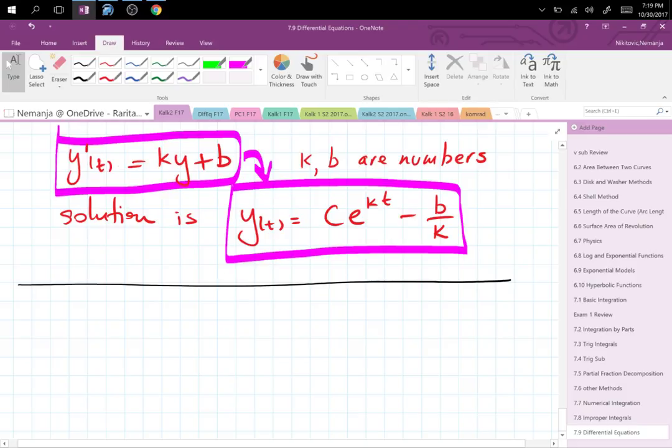But then you also learn and memorize a lot of solutions that you can just write down without actually solving a thing. You see, if I have a differential equation that says 6y prime is equal to 4y minus 9.